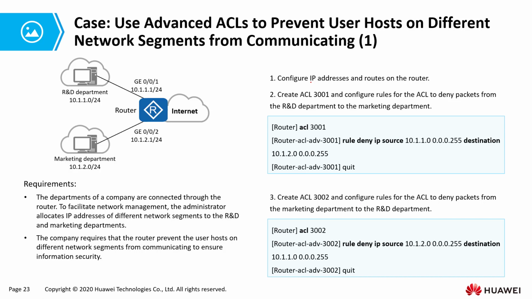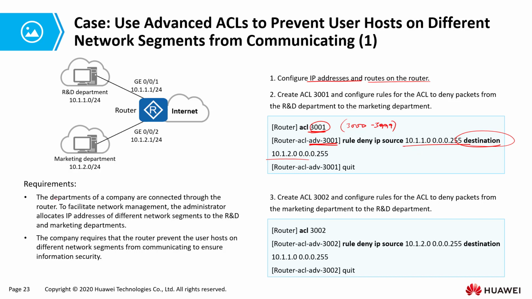your network. First of all, you would configure IP addresses on all devices and router interfaces, then create ACL 3001. We say advanced ACLs range from 3000 up to 3999. So if this number is within that range, we know that is an advanced ACL. After creating the ACL and getting into ACL view, we go ahead and create the rule. In this case, it's a rule deny IP source, as long as the traffic is headed to that destination.